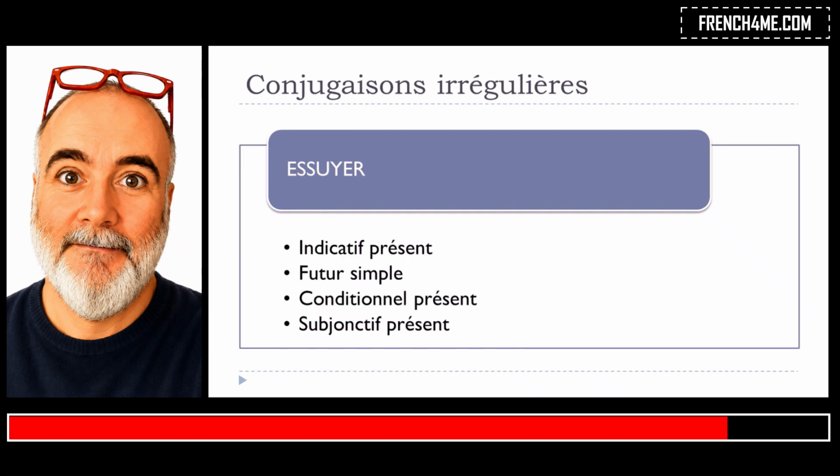Okay, essuyer. And we'll see that this verb, like the others that end with uyer, will be a bit difficult, or they will change a little bit. So even if it's a regular verb, so it belongs to the first group of verbs ending with er, you'll see that a few modifications will be found. So we're talking about l'indicatif présent. We will see that le futur simple will be concerned as well, and then conditionnel présent and subjonctif présent. So for the other tenses, actually, this verb will behave like all the other regular verbs ending with er.